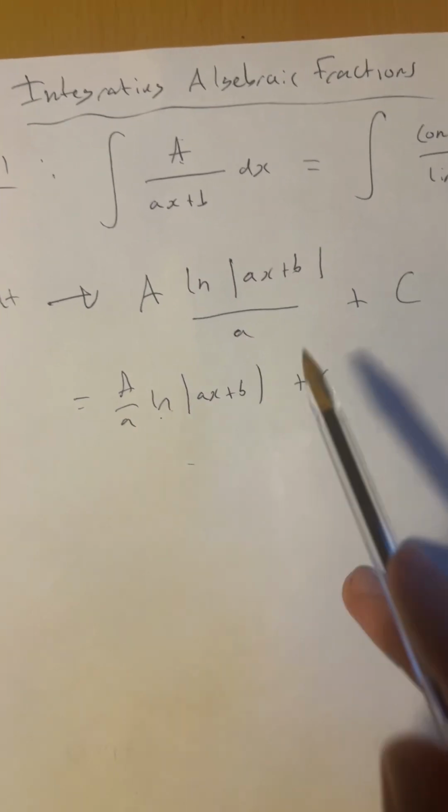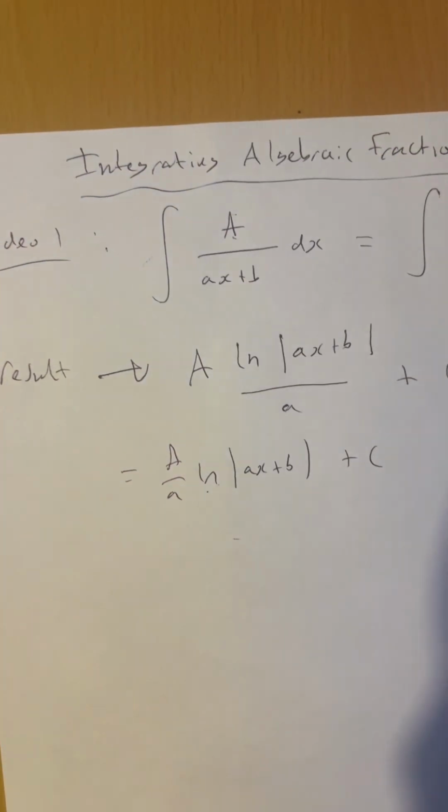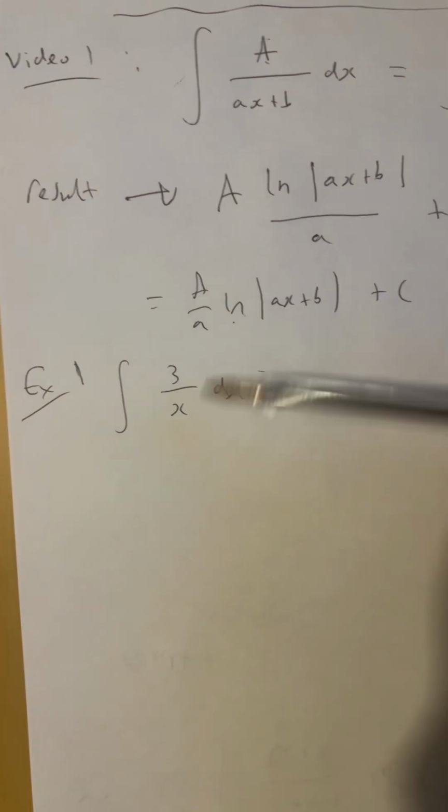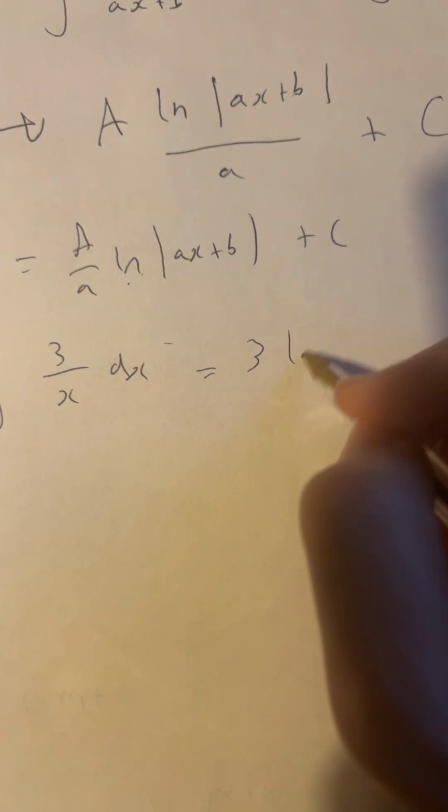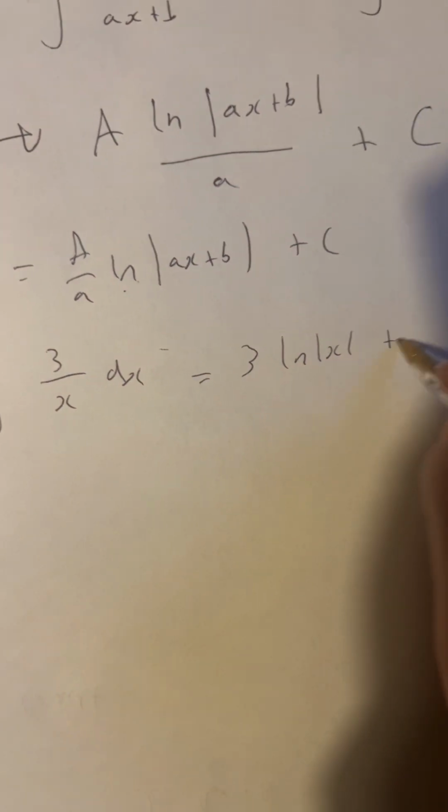So as long as you know this rule, you can answer any question that looks like that. Example 1, integrating 3 over x, something like that. Well, just using this rule, it's going to be 3 ln modulus of x plus c.